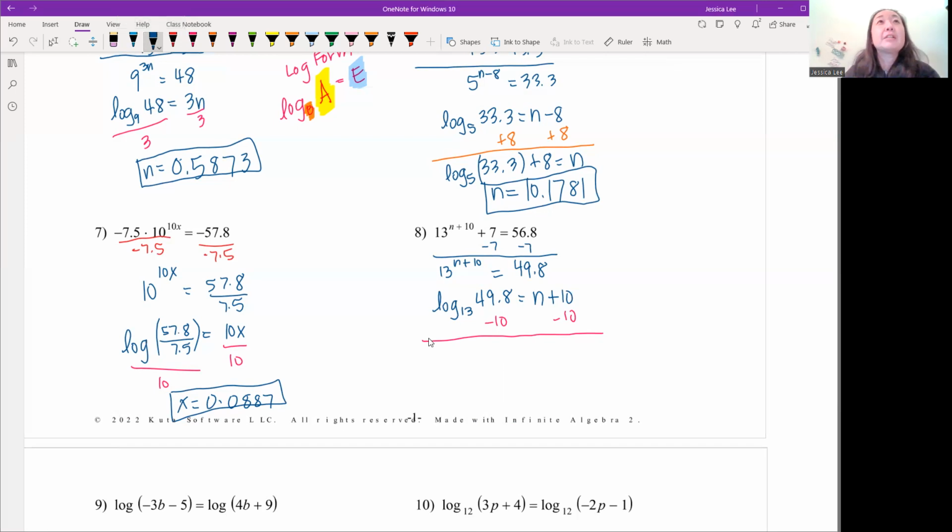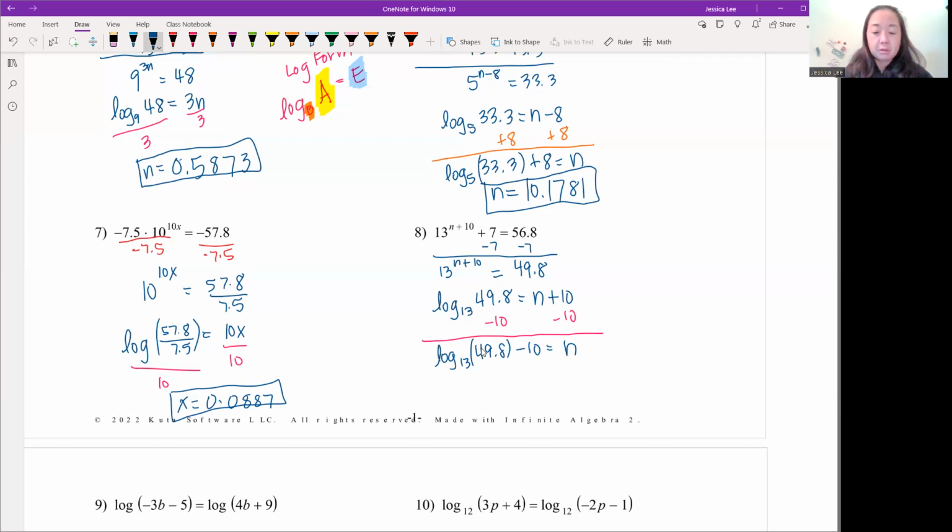Also, I'm sorry. So we're going to have here log base 13 of 49.8. I'm just going to put that in parentheses so I know that the 10 is not part of the argument. Minus 10 is equal to n. All right. And then again, actually, I can put it in here.